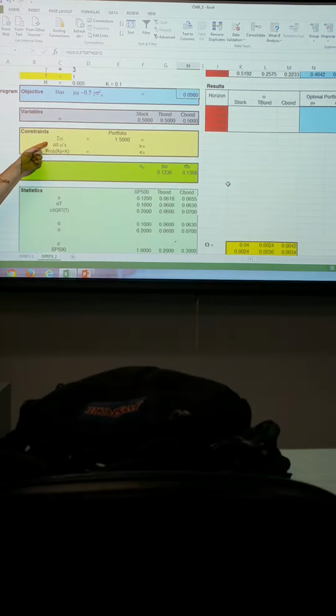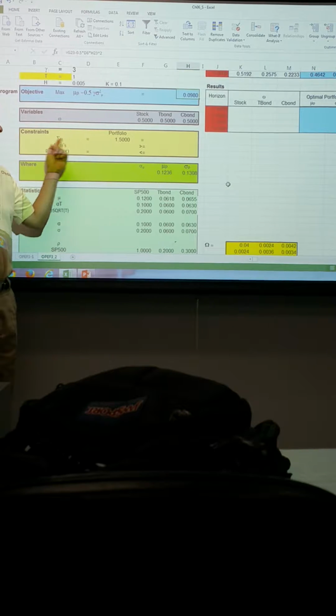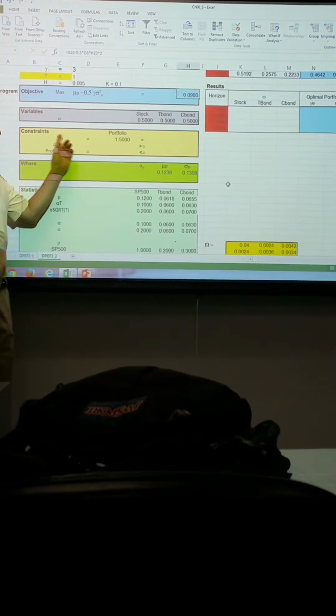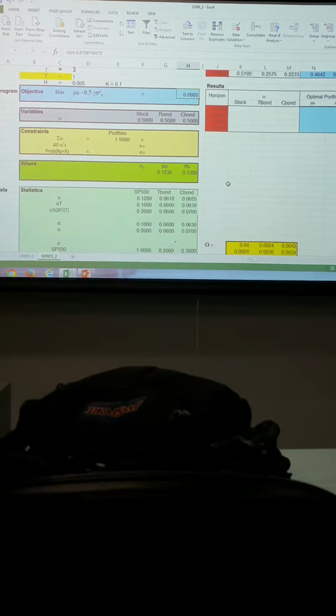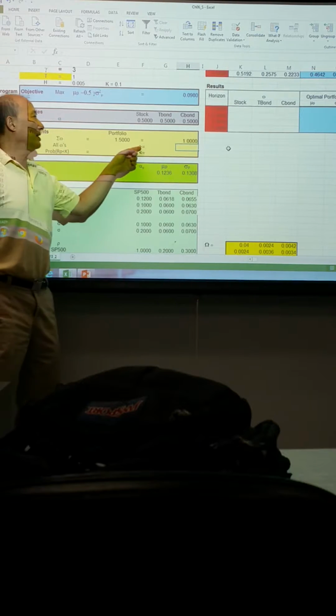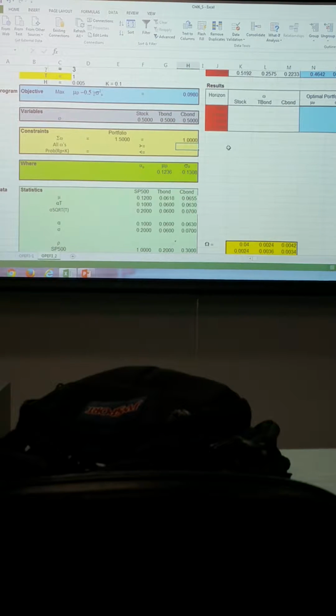Once we specify the first constraint, the sum of this one is to be equal to 1. So we want the sum of F15 through H15 to be equal to 1. And then all W's must be greater than or equal to 0.